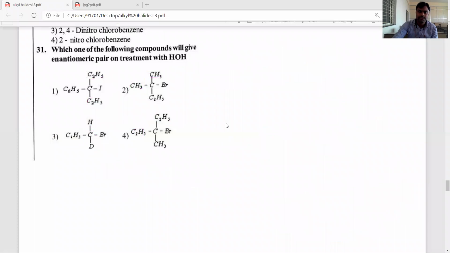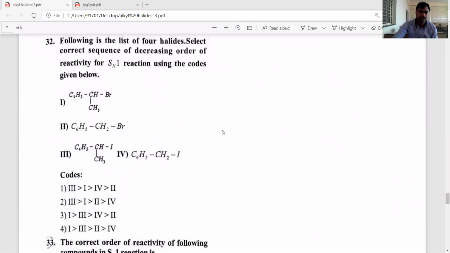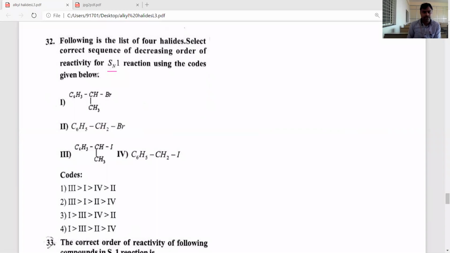Okay, let's go for the next. Next question. Among the following, which is more reactive towards an SN1 reaction? See SN1 reactivity order, how can we identify? The SN1 reaction order is directly proportional to stable carbocation. Whichever forms a more stable carbocation easily undergoes SN1 reactions.